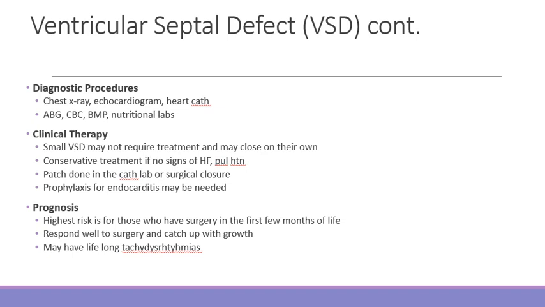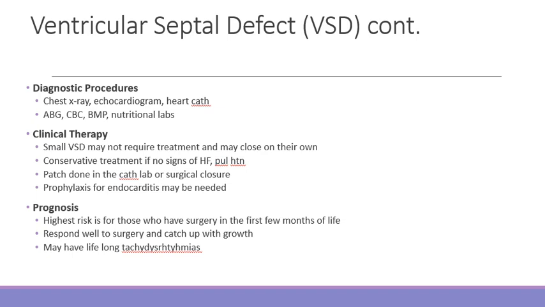So let's talk about how we're going to fix these. Most small ones don't require treatment and can close on their own, and they can close up to about when the child is 6 months. It's pretty conservative treatment if there's no signs of heart failure or pulmonary hypertension. It's just that watchful waiting. Let's just wait to see.